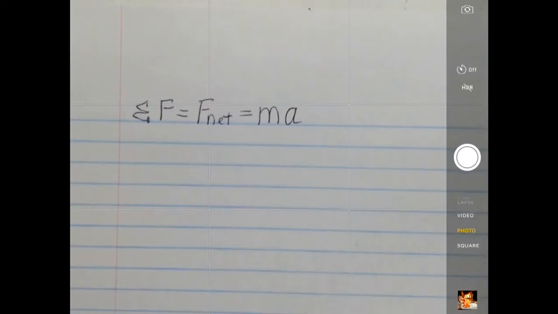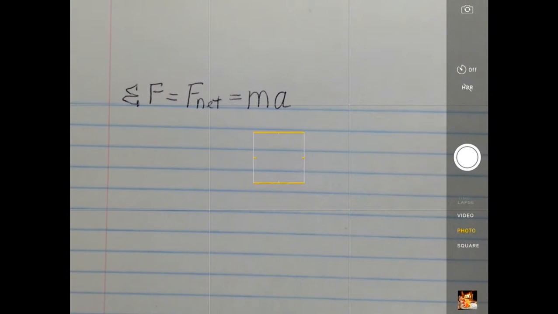Newton's second law says the sum of all the forces acting on an object, the Greek symbol sigma meaning add together all the forces, is called the net force. And this net force is equal to the product of the mass of an object times its acceleration.